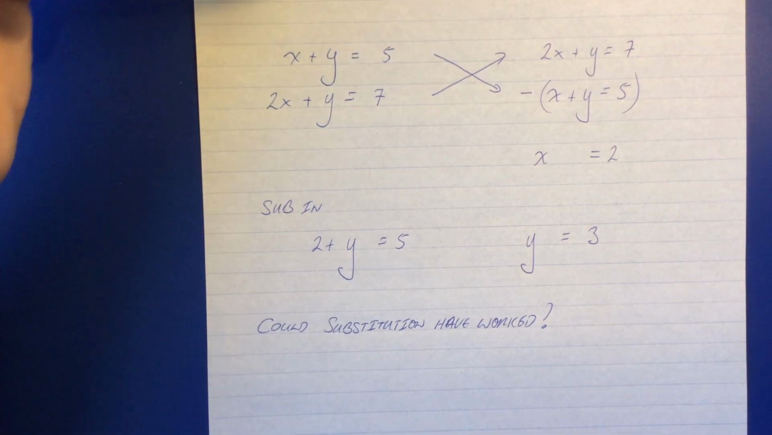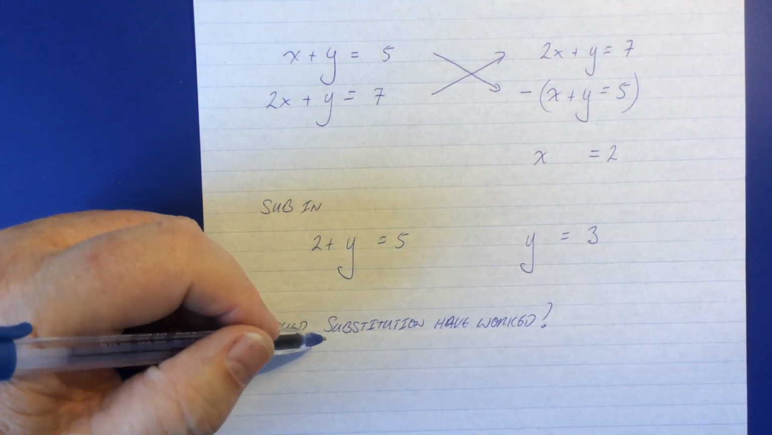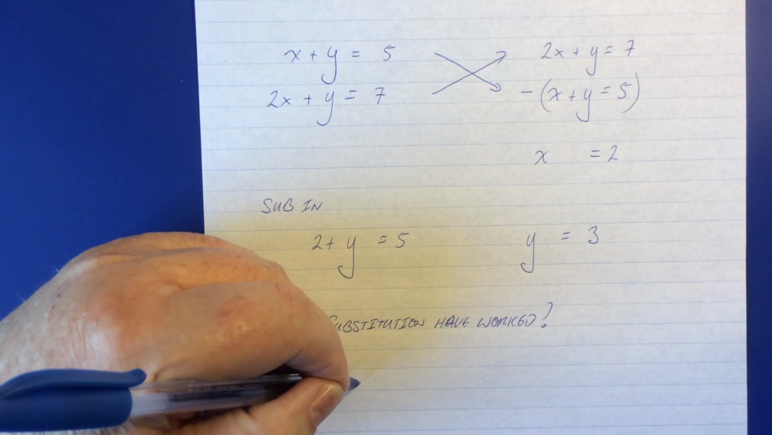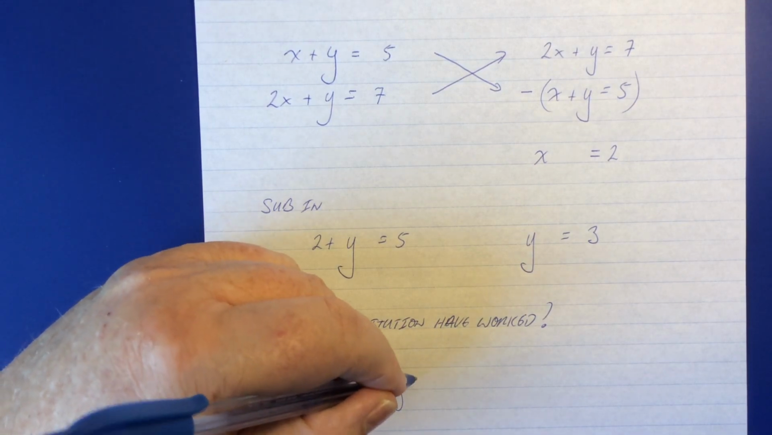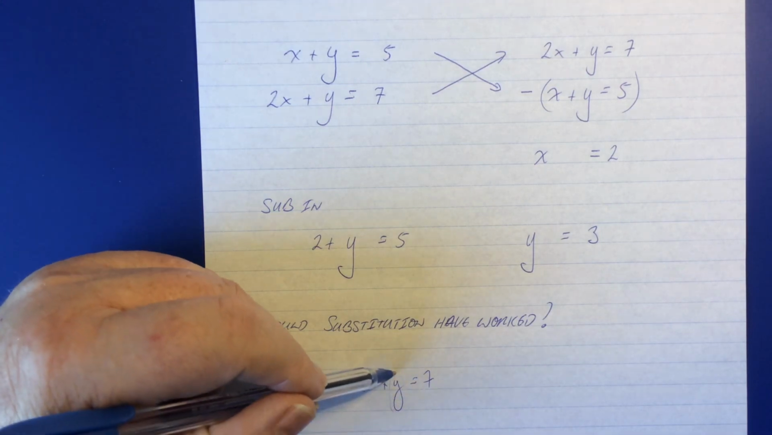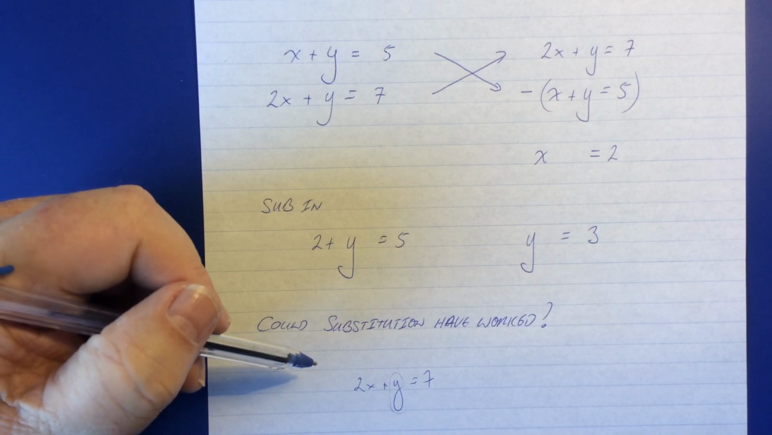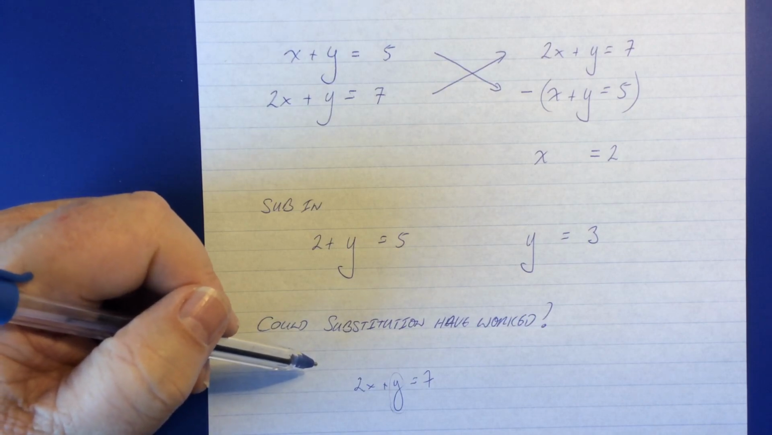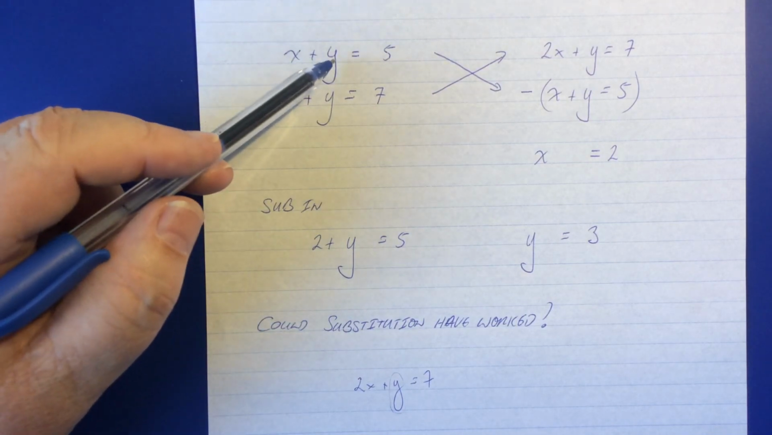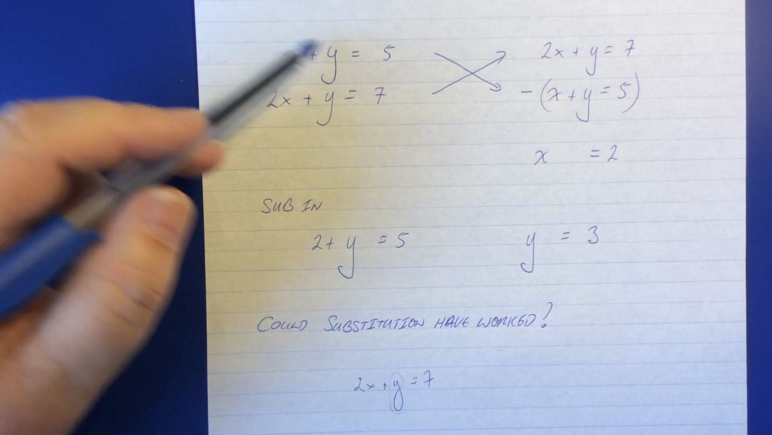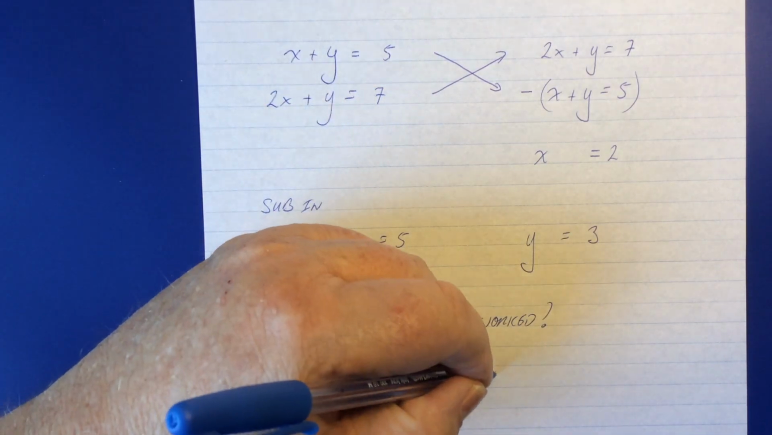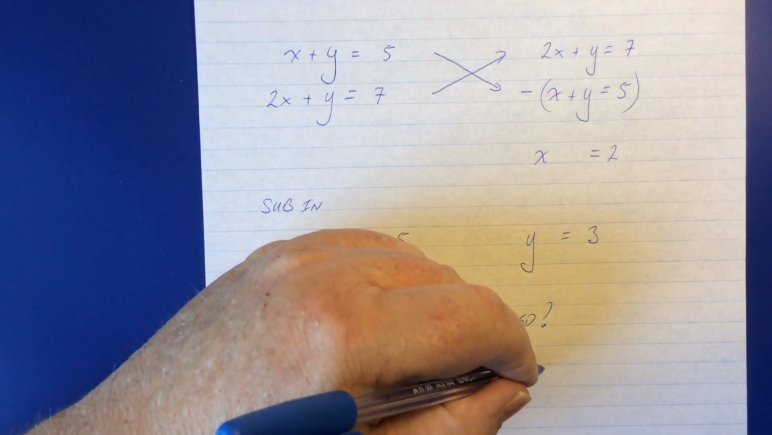So what I would do if I were going to substitute in, I would take 2x plus y equals 7, and I would substitute in a value here for y in terms of x, and y is equal to 5 minus x, which we can get from this just by rearranging this. So y equals 5 minus x.